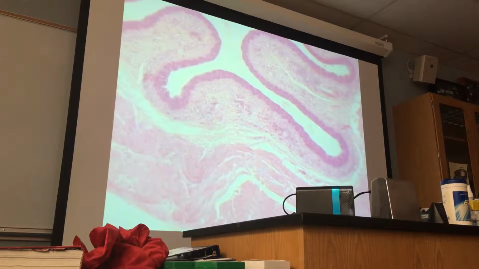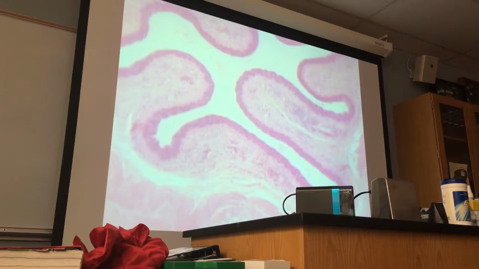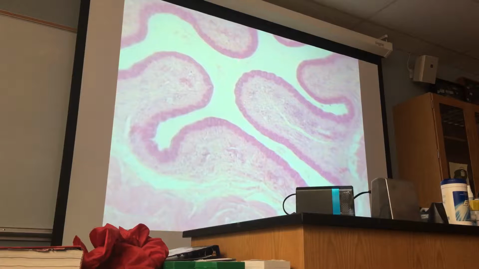So the innermost lining bounding the lumen is the epithelium. And you can see the epithelium is not simple epithelium, it's stratified epithelium. You must know the difference between stratified epithelium and simple epithelium. Simple epithelium is formed of only a single layer of cells. And stratified means two or more layers are there.